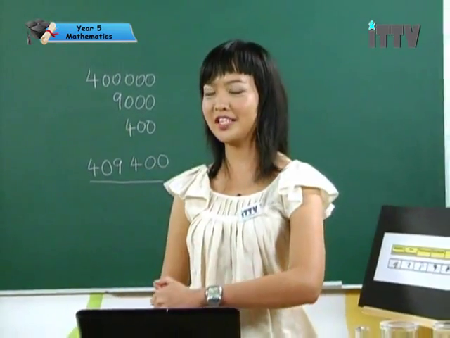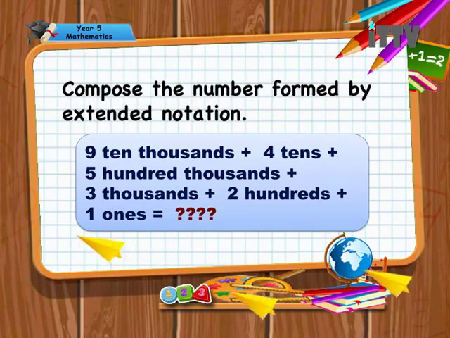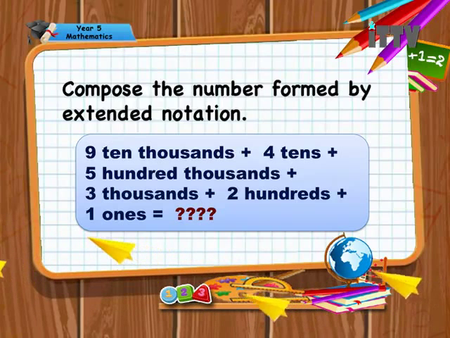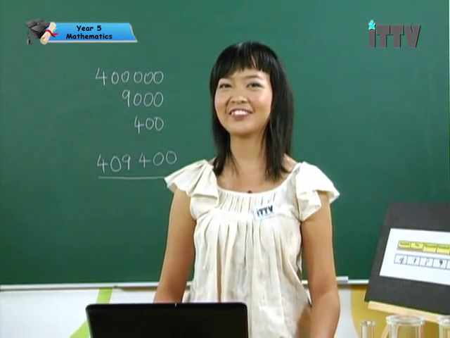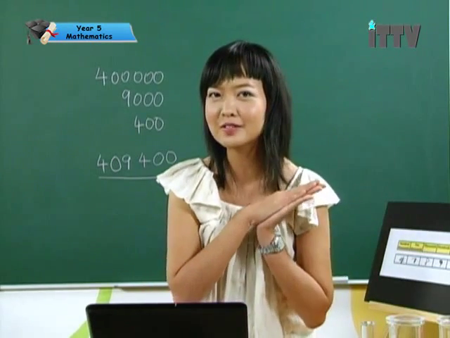Now, got your pen and paper ready? It's time for a question. Here we go. Compose the number formed by extended notation: 9 10,000s plus 4 tens plus 5 100,000s plus 3 thousands plus 2 hundreds plus 1 one. Have you gotten that down? Yes, I want you to compose the number and we will check the answer together. Okay? Right now, let's move on to comparing numbers.